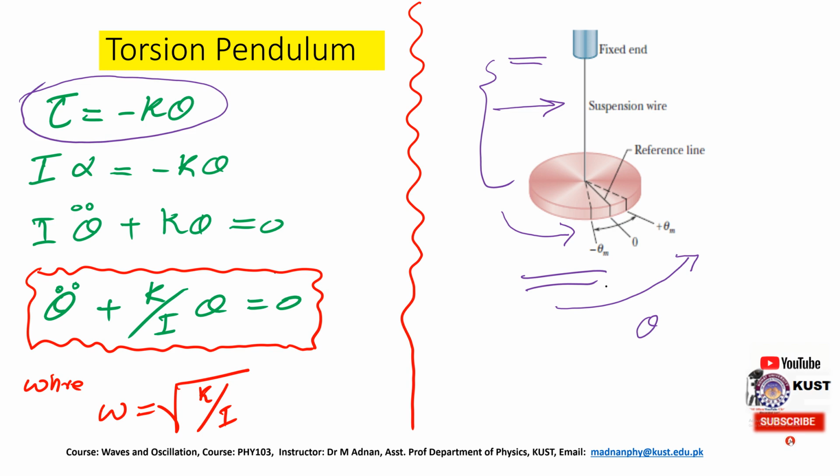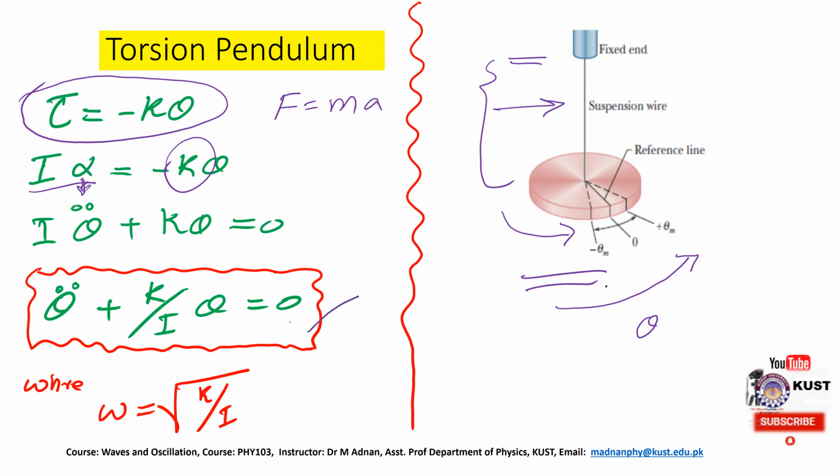The equation of motion now becomes tau is equal to minus kappa theta, which is similar to F is equal to ma, where this kappa depends on the properties of the suspension wire. By properties, I mean the length, diameter, and the material from which the suspension wire is made. This I alpha represents the restoring torque, where alpha is the angular acceleration and can be written as theta double dot, theta being the angular displacement.